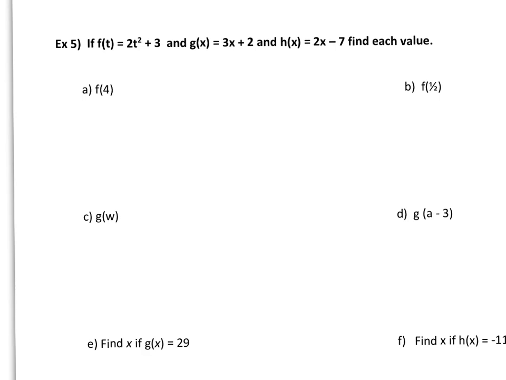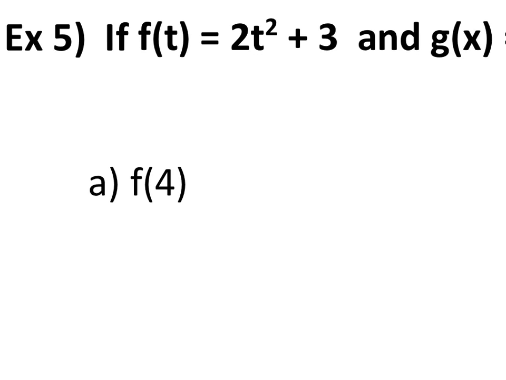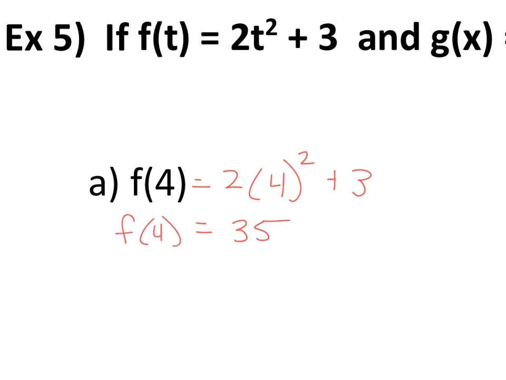All right, so getting started on this first guy here. So what we're going to do is we're going to go ahead and do 2 times 4 squared plus 3. So now 4 squared 16 times 2 is 32 plus 3 is 35. So f of 4 equals 35. Again, we started talking about that 4 is just what we're plugging in, that's your input, 35 is your output, okay?